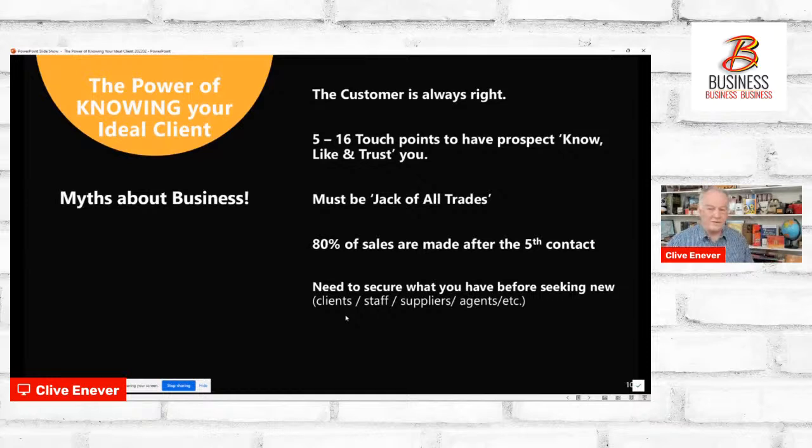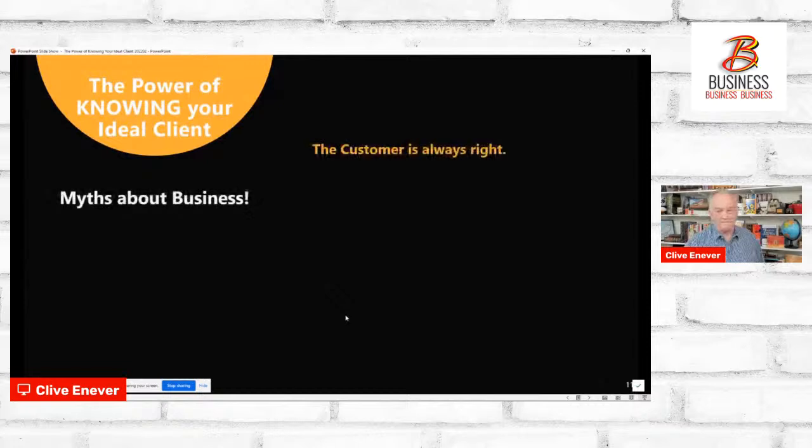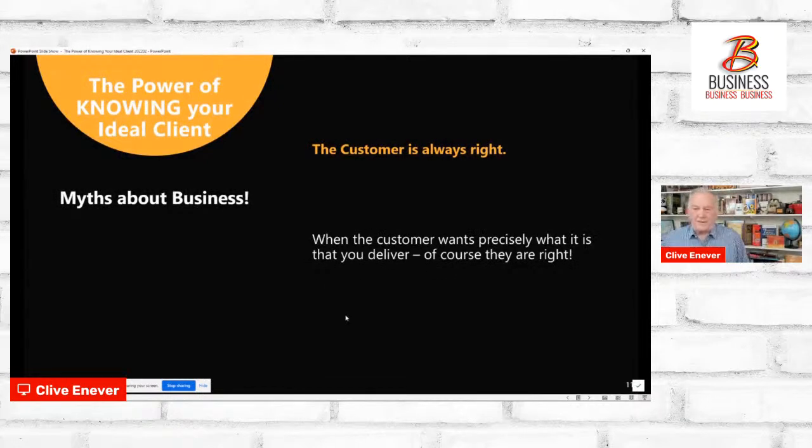So let's have a look at those individually and see what we can make of them. Now, it's my view that when you're working with your ideal customer, the customer is always right. Because if they're your ideal customer, they want precisely what it is that you deliver, in precisely the manner that you deliver it, at precisely the time that you deliver it, in precisely the terms and conditions that you deliver it. So therefore, your customer is always right if they're your ideal customer. Otherwise, you might have problems.